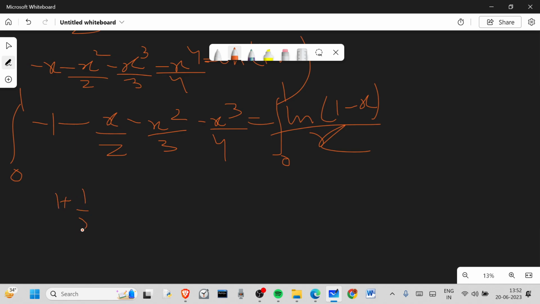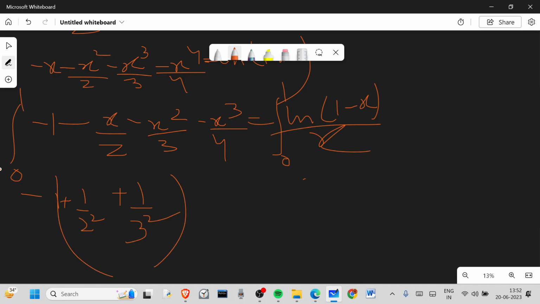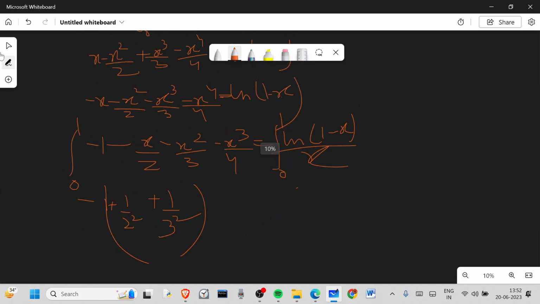1 plus 1 by 2 square plus 1 by 3 square, because basically the integral of x to the power n is 1 by n. If you are knowing integration, you must be knowing that. And a negative sign ahead. I've put the limits because at 1 every x would be 1, at 0 all would be 0. So this is the thing, and putting negative over there.